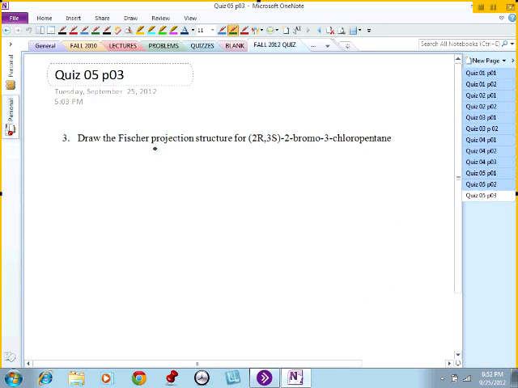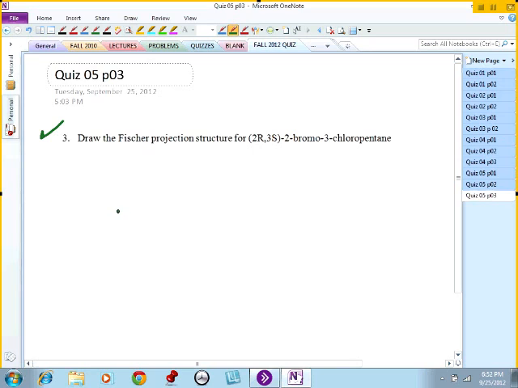Okay, so let's go to the next one. Okay, Spencer, go ahead and read this for us, number 3. The Fisher projection structure is 2R, 3S, 2-bromo, 3-chloropentane. Okay, thank you. It said, draw the Fisher projection structure for 2R, 3S, 2-bromo, 3-chloropentane.